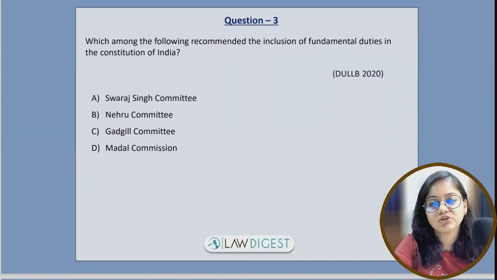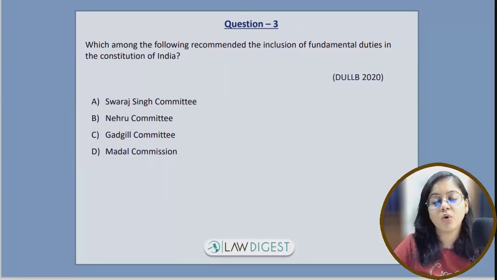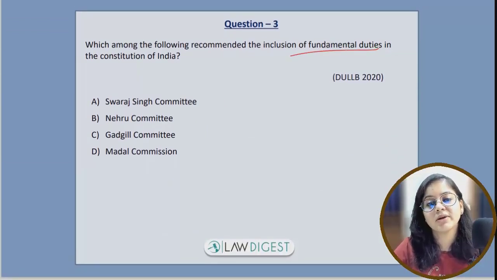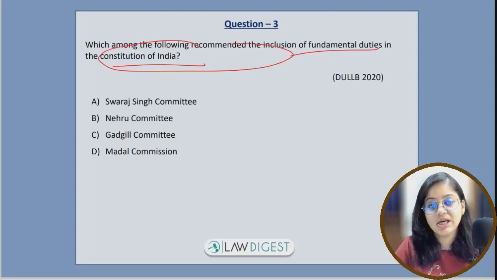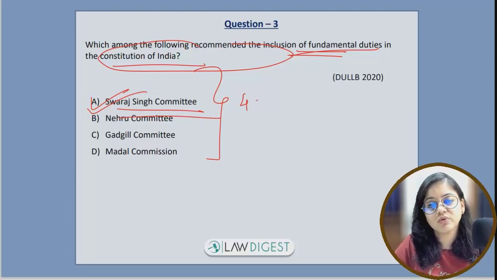Then coming on to the next question, which among the following recommend the inclusion of fundamental duties in the Constitution of India? ये काफ़ी बार पूछा जा चुका है क्वेश्चन कि कौन सी कमिटी ने फंडामेंटल ड्यूटीज़ को इंट्रोड्यूस किया था. The correct answer is option A, that is Swaran Singh Committee ने इंट्रोड्यूस किया था फंडामेंटल ड्यूटीज़ को through the 42nd Amendment under Article 51A of the Constitution.